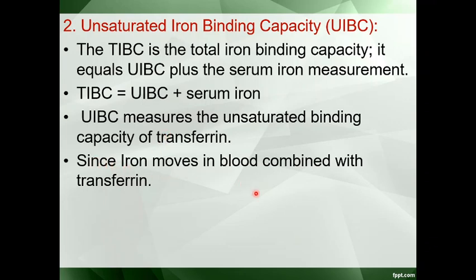Why do we say that it is the capacity of the transferrin? Because iron moves in blood in combination with transferrin, and then it is taken up by the transferrin receptors which are present on the cells. Through the blood, the iron is always in the ferric form, and it moves combined with the transferrin. So transferrin is a transporter of iron in the blood.